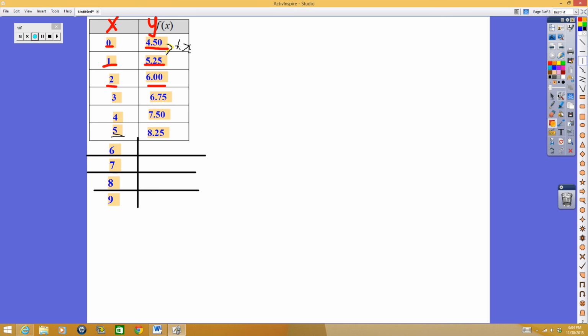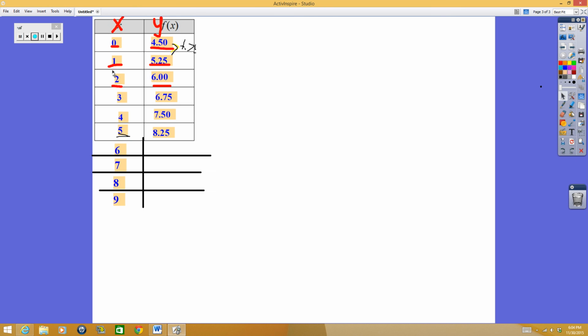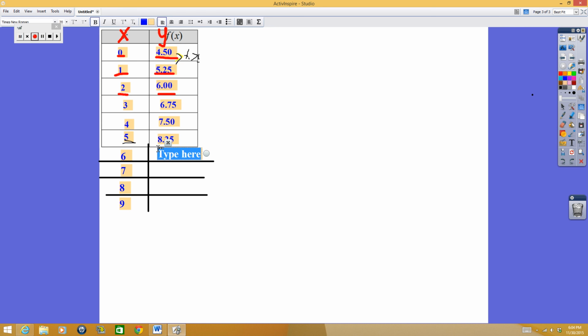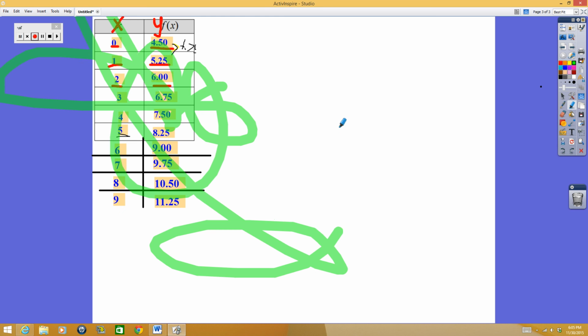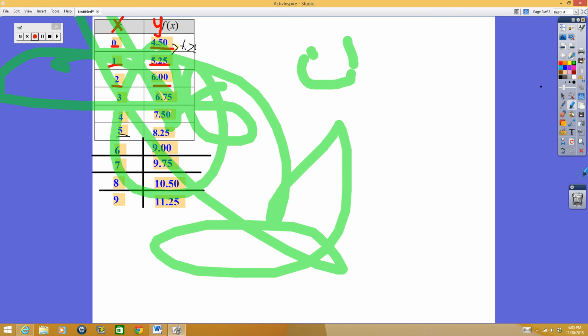Alright, cool. I'm still adding by 75 cents, right? So $8.25. If I add 75 cents, it's now going to be $9. And it'll be $9.75. And then it'll be 10. Whoa. $10.50. And then it'll be $11.25. This helps you so much. It's ridiculous.